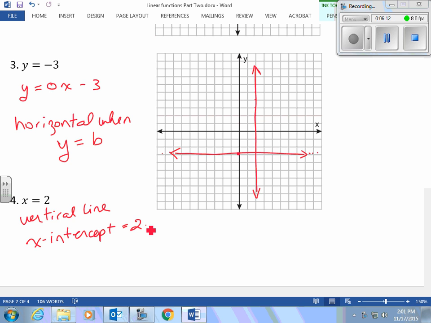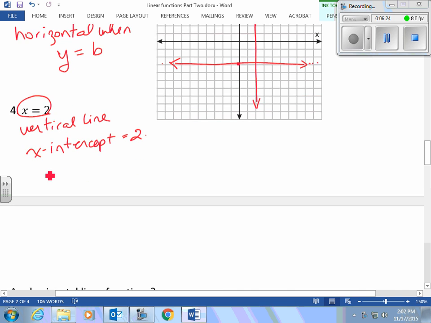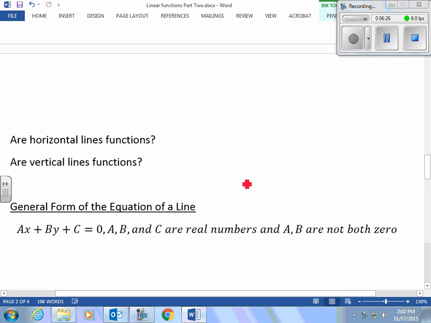So if you think about vertical lines, they always have the format of this equation, x equals a, or x equals something. So a quick question for you. Are horizontal lines functions? We could say that they are because for every x there's only one y, and it's actually a constant function.